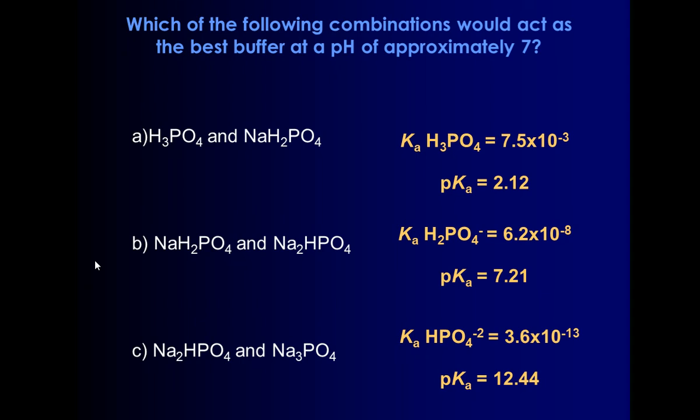So the one that would be the most effective with a pH of around 7 is going to be the one whose pKa is closer to 7, so that you can be more close to a 50-50 split between the two components. And so in this particular example, it would be B.